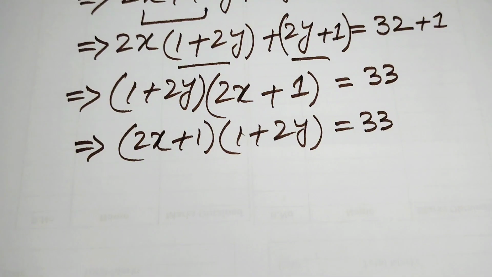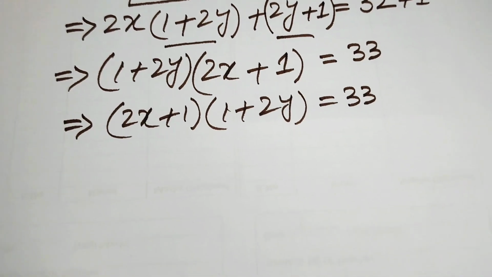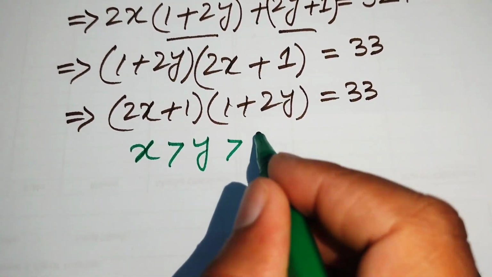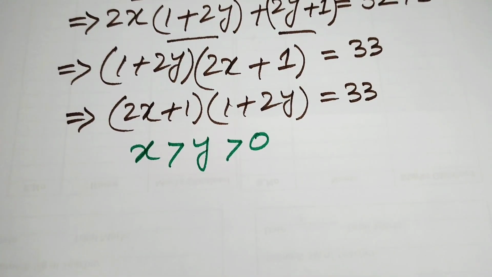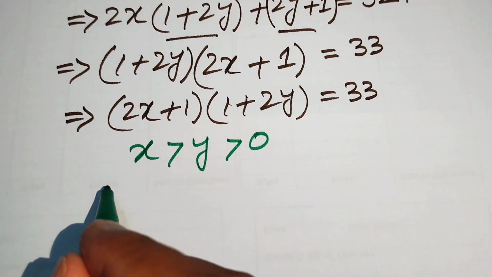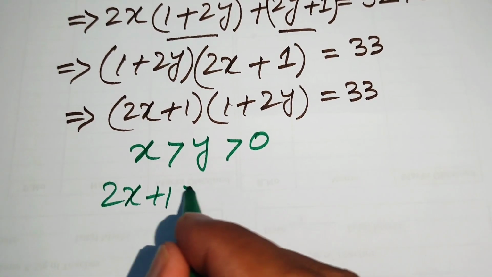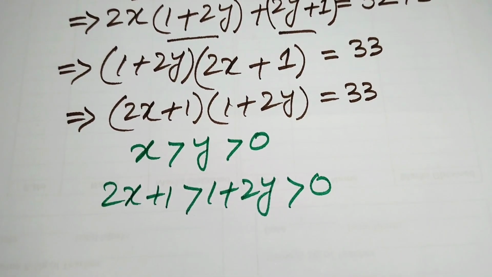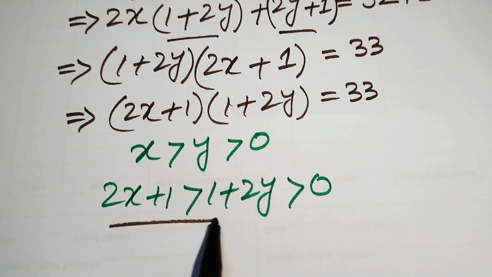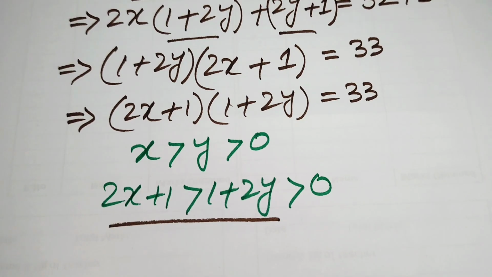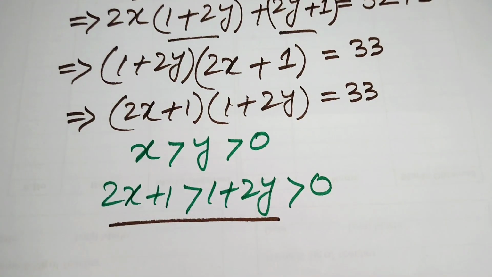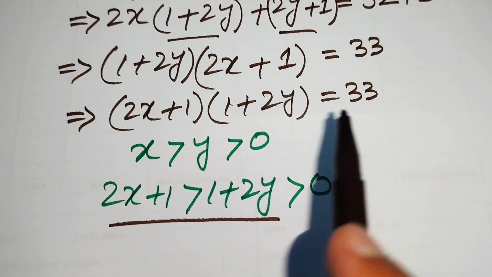Now I can rewrite the given condition: x is greater than y is greater than 0. According to this, 2x plus 1 is greater than 1 plus 2y, and that is greater than 0. On the left-hand side we have two factors multiplied by each other, but on the right-hand side we have only one number, 33.